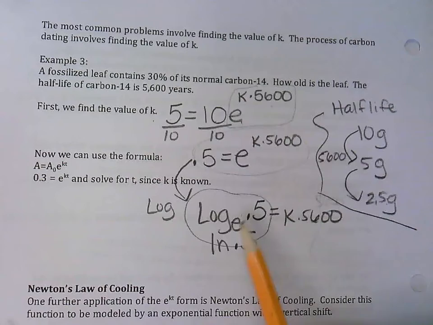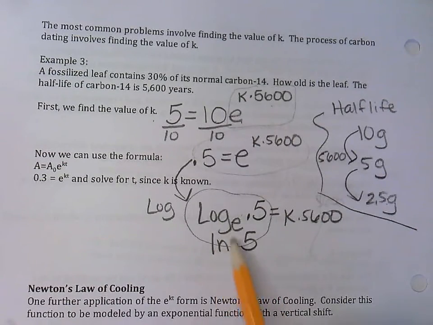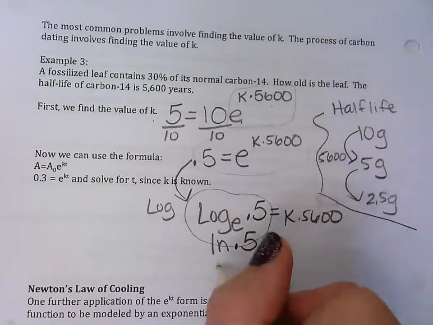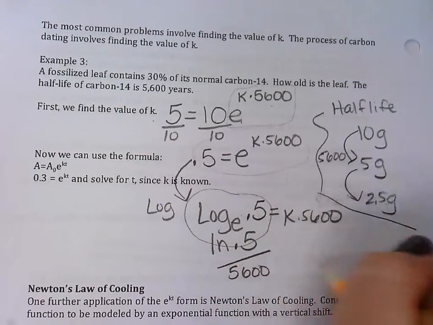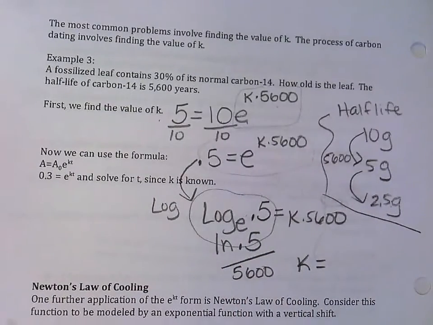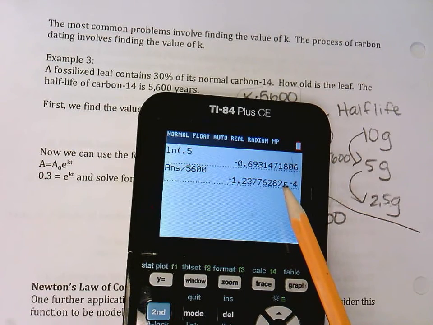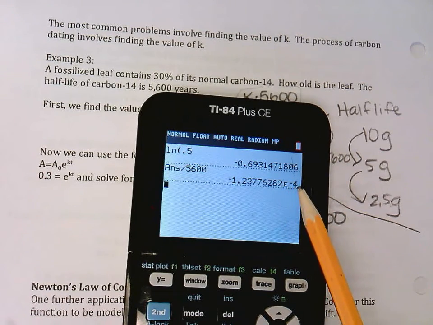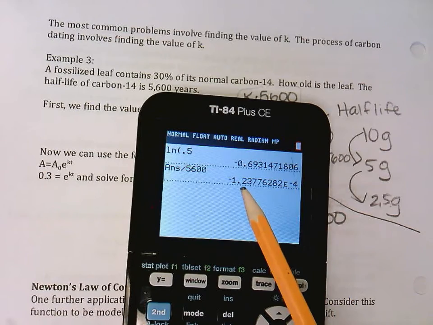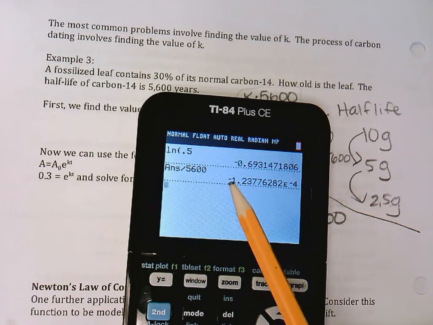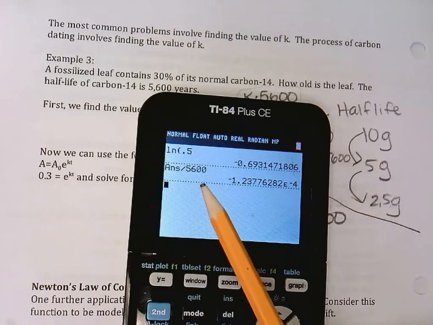Natural log, base e, is ln on your calculator. So I'm going to do ln of 0.5, and then at the end, divide by 5,600. k comes out as a really small number. Take the natural log of 0.5 and divide by 5,600. I get this with a little e, meaning scientific notation, to the negative fourth power. What that means is sliding your decimal 4 places to the left.